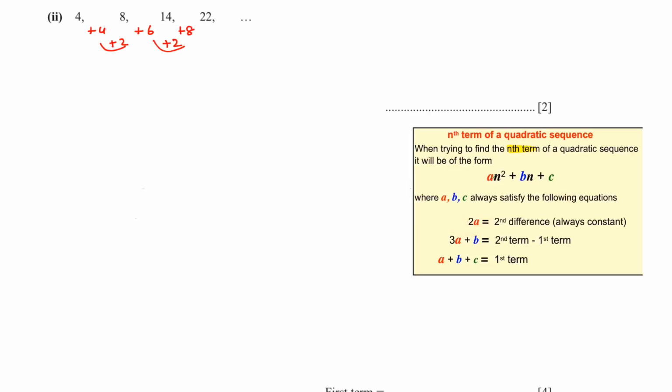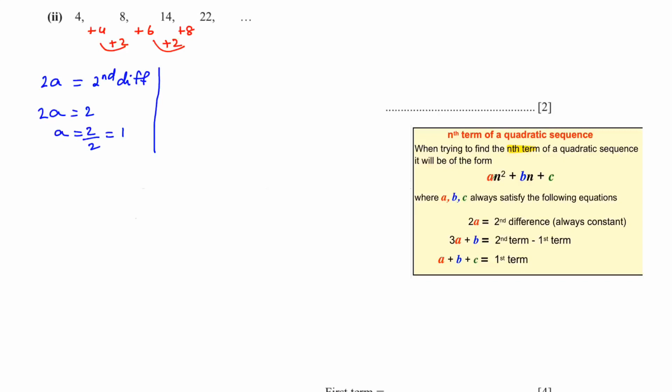To find a, the rule is you write 2a. Always it's going to be 2a equals the second difference. What is our second difference? 2. So 2a is equal to 2. Therefore, a is equal to 2 divided by 2, which is 1.